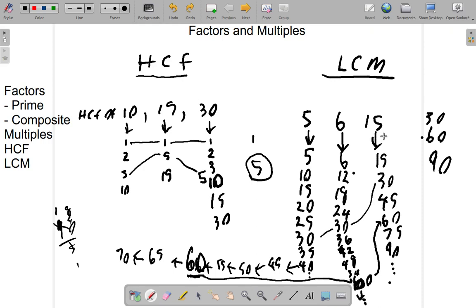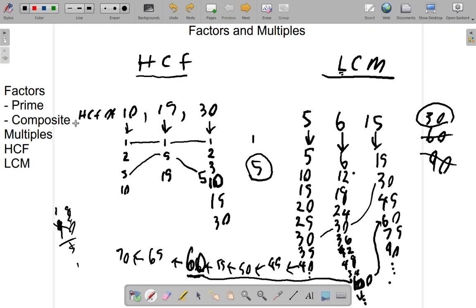The trick is, which one is the lowest? The L. There's 90, not the lowest. We have lower than 90 here, so 90 is out. 60, well, 30 is lower than 60. 30, there's nothing before the 30, so we have to stop and use our 30 as the lowest common multiple. So the LCM of 5, 6, and 15 is 30.